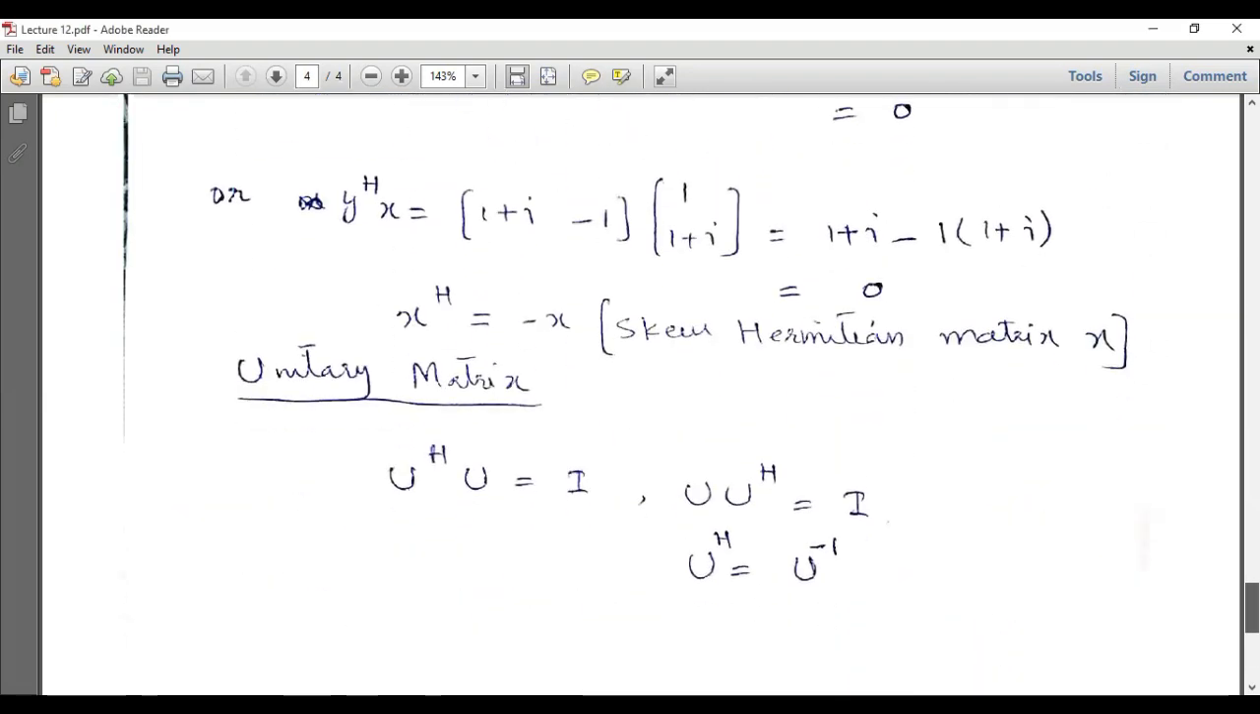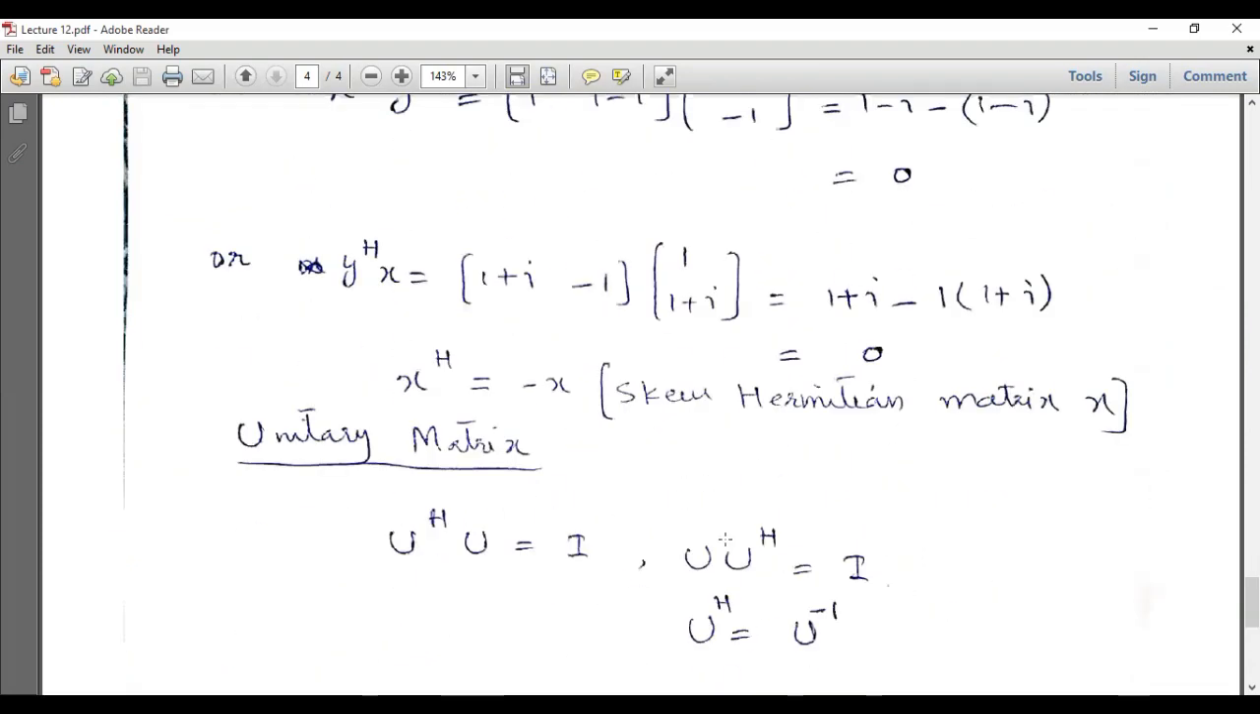Now, finally, we will discuss the unitary matrix. The definition of a unitary matrix is that if U Hermitian multiplied by U is equal to the identity matrix, or U multiplied by U Hermitian is equal to the identity matrix, then that matrix is called a unitary matrix. And in that case, U Hermitian is equal to U inverse. So this is the definition of a unitary matrix. And that is all about today's lecture on complex matrices, and we discussed some important properties and validated those properties with solved examples.